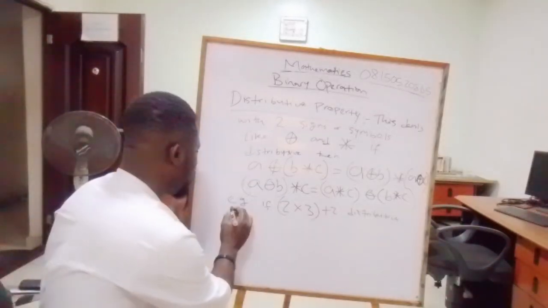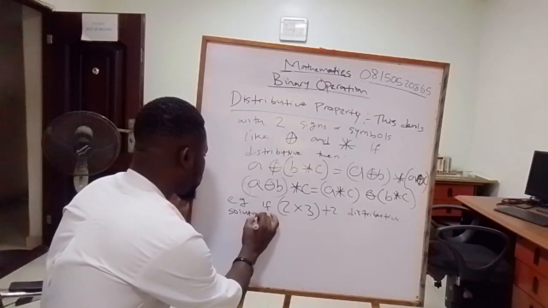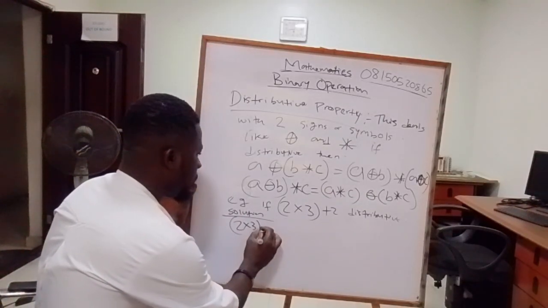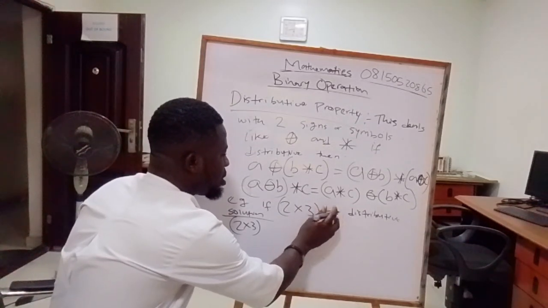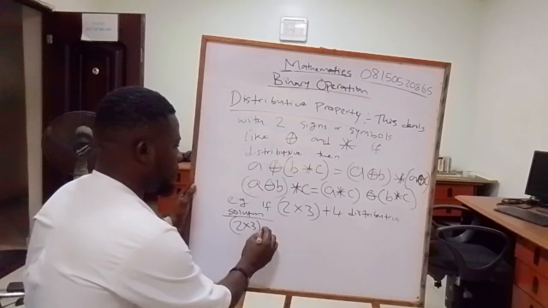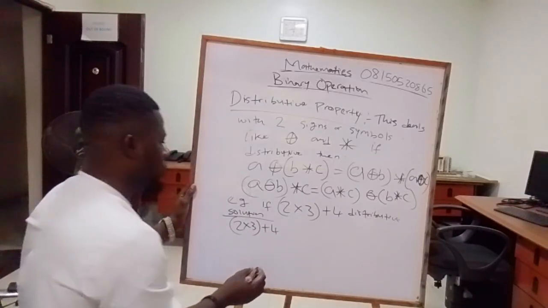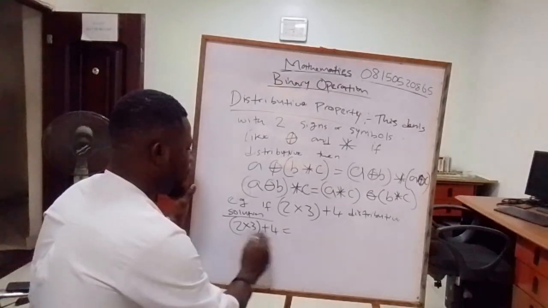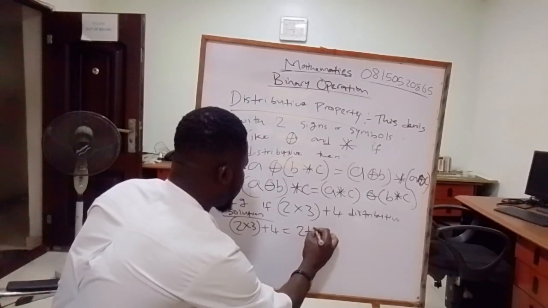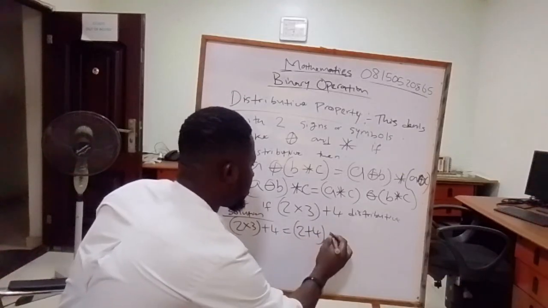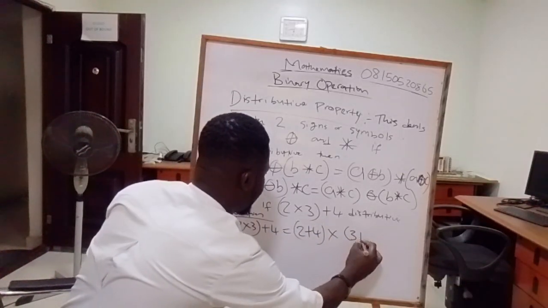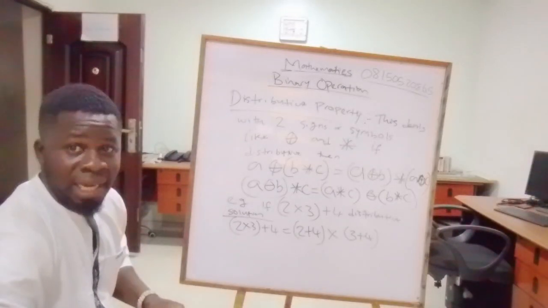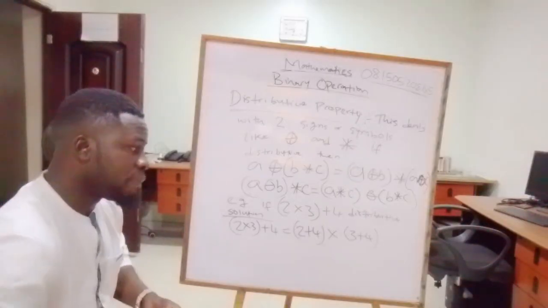So let's see the solution. So I have 2 operation. Sorry, let's use 4, not the same number. So plus 4. Let's add that. So if you are going to be distributing, that means this should give us 2 plus 4, then times 3 plus 4. These two should give us the same answer. Let's now see if truly it should give us the same.